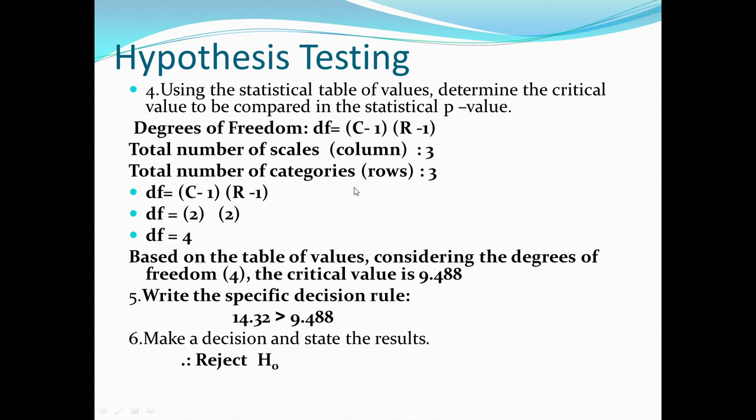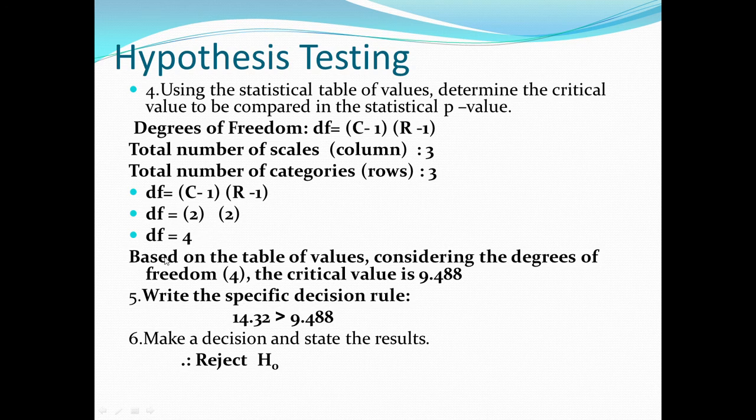Okay, so ito na. Let's put it in an equation. df or degrees of freedom is equal to, and here is our formula, and ito na 2 kasi 3 minus 1 is 2, di ba? 3 minus 1 is 2, so 2 times 2 is 4. Okay, so yung degrees of freedom natin ay 4. Again, yung critical value natin, malalaman lang natin siya kapag nakuha na natin yung ating degrees of freedom.